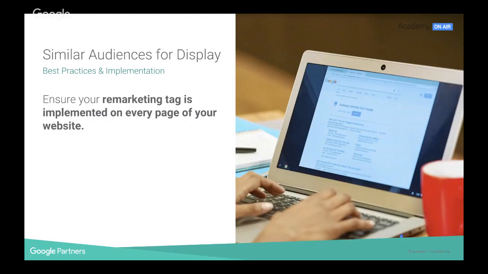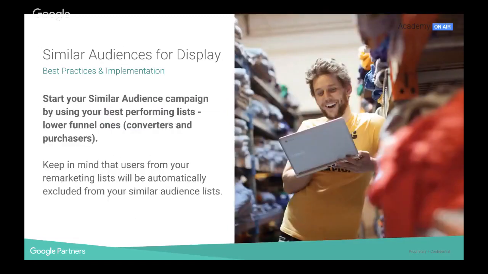Again, nothing different here. Also for display, you need to have a remarketing tag on all the pages of your website, no exception, just because we want you to collect all data and activity on your website and not miss out on anything. So make sure that the remarketing lists are correctly tracking the users so that we can create similar audiences lists based on those in the best way. You should, again, start your similar audience campaign by using your best performing lists and lower funnel ones. Again, no big difference here when it comes to search versus display.